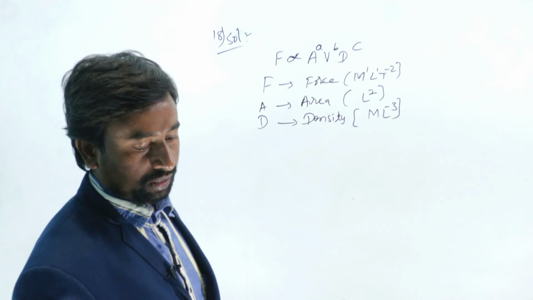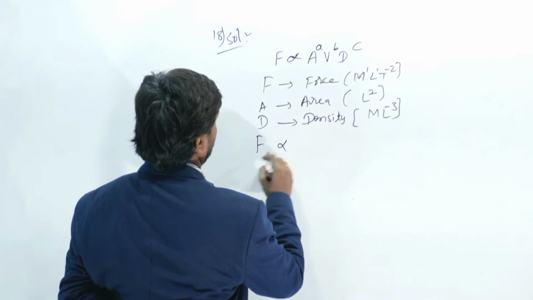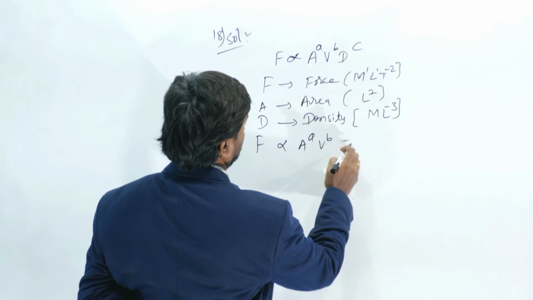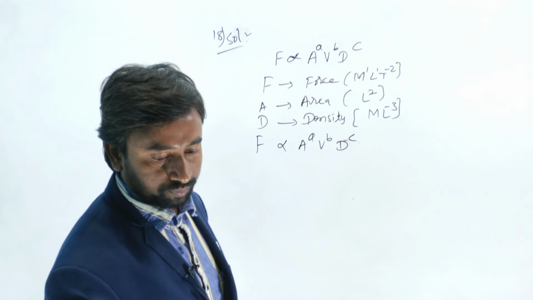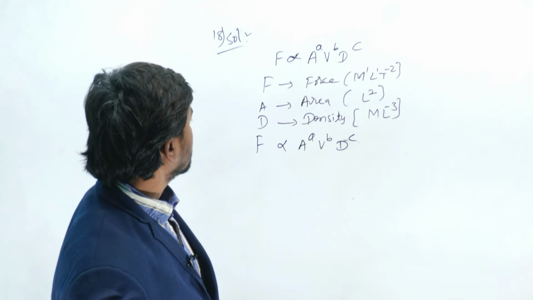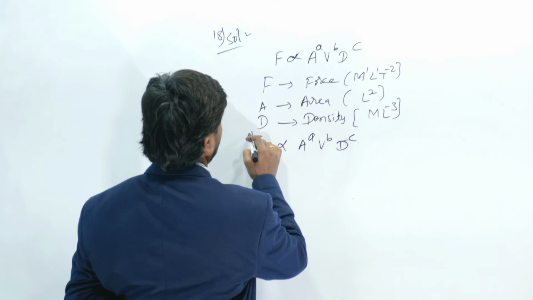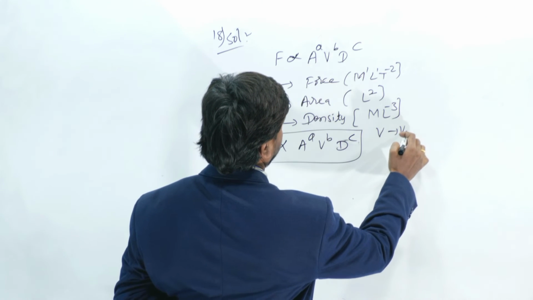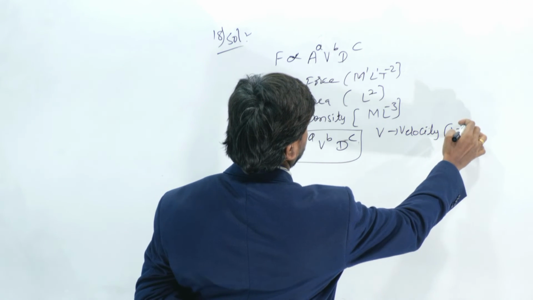So now we should find out the dimensions of that equation. F is directly proportional to A power a, V power b, and D power c. And V will be the velocity. Where is the V? I didn't write it here. So V is the velocity, the equation is given, and V is nothing but velocity. The dimension formula of velocity is L T power minus 1.